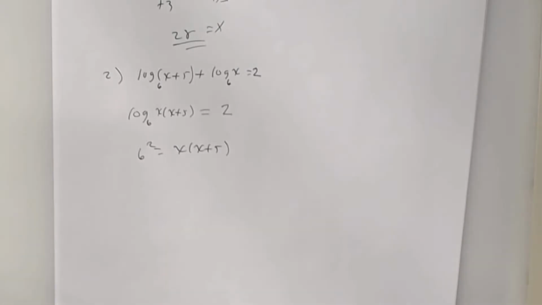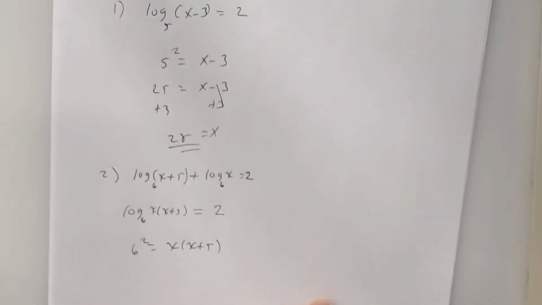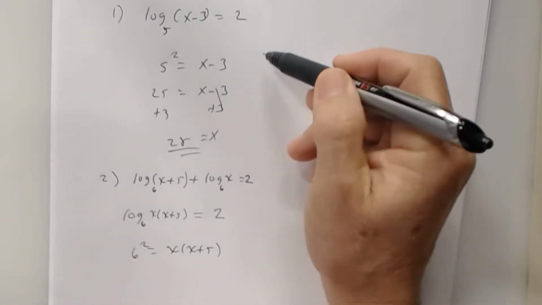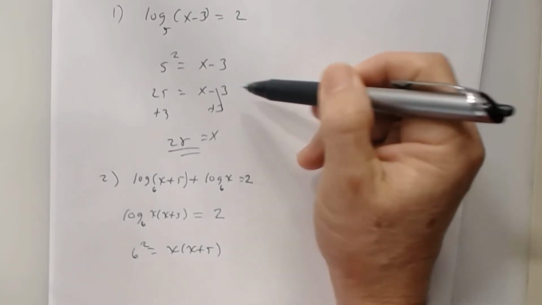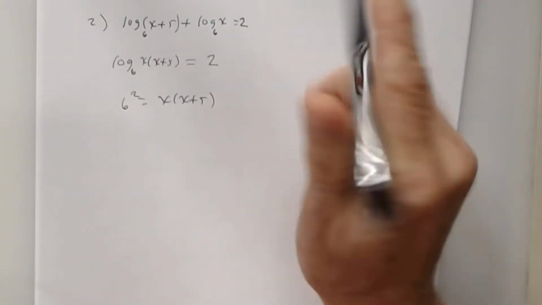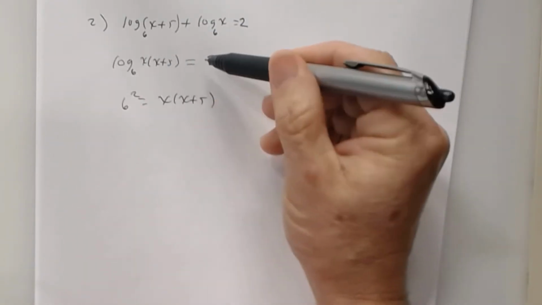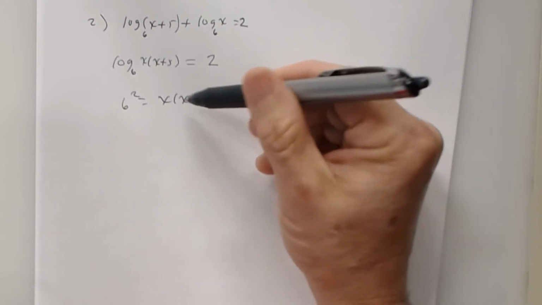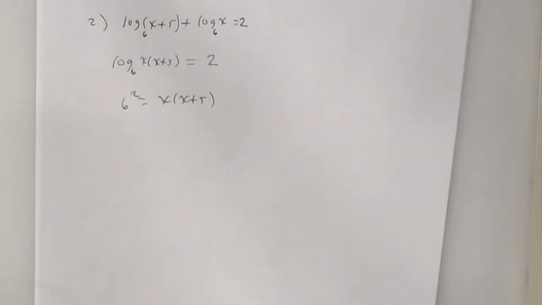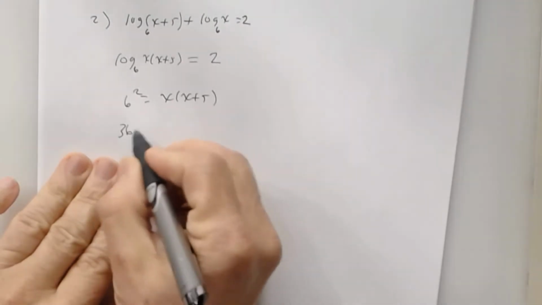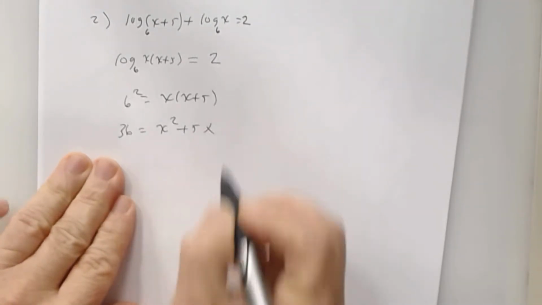Okay, so I'm going to compare what I have now with what I had on your test. On the test, when you changed this log equation to an exponential, I really ended up with what kind of equation? Linear. Here, when I change this log equation to an exponential, this really turns out to be what kind of equation? Quadratic. All right. So how are you going to solve this quadratic equation? First of all, you're going to distribute. So this becomes 36 equals x squared plus 5x.